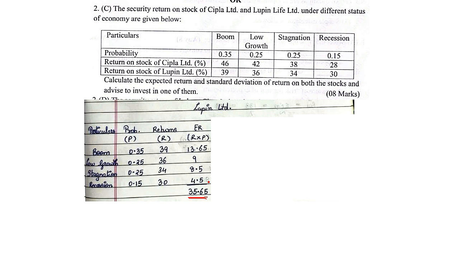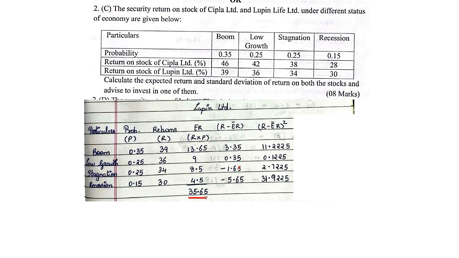Next is R minus ER bar. So that will come to 3.35, 0.35, negative 1.65, negative 5.65. Next column, the square of it. So 11.2225, 0.1225, 2.7225, 31.9225.